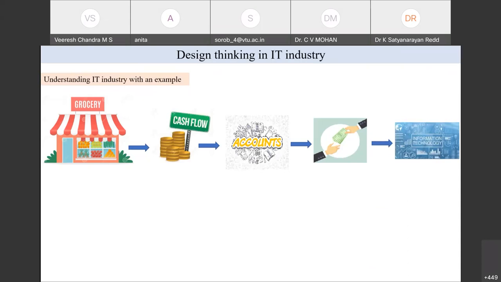Now, let us say while going to get the inventory, on the way I will see a big hoarding having an advertisement: XYZ information technology, or XYZ Infotech. We give solutions to your problems through softwares.